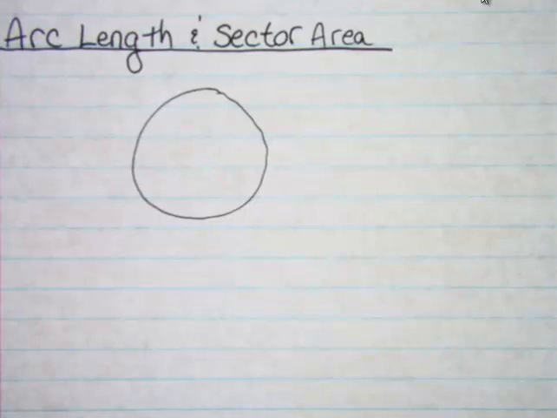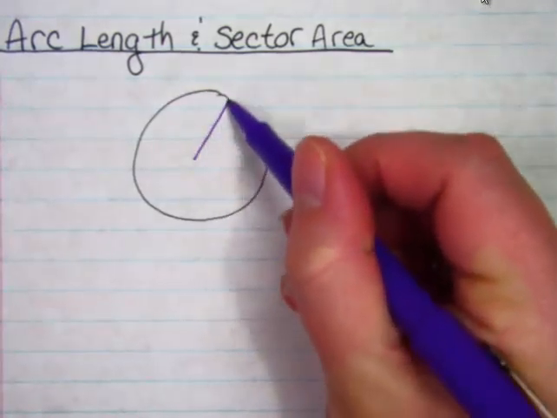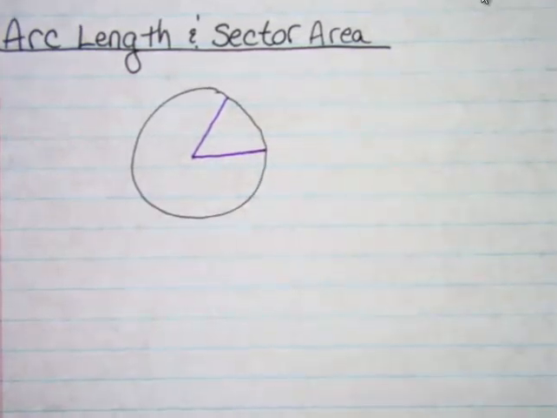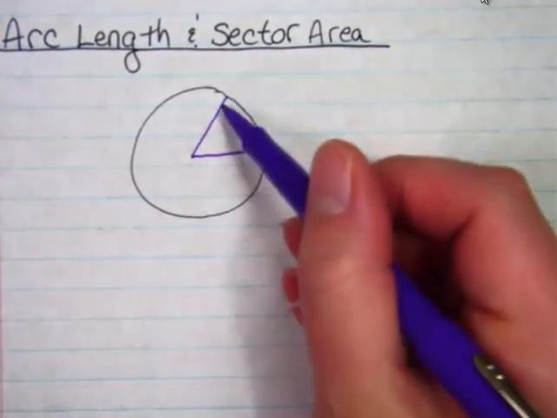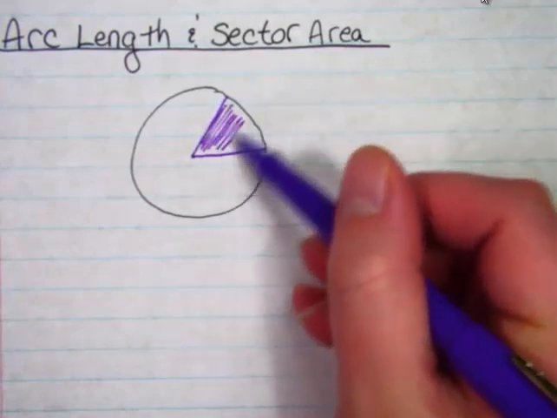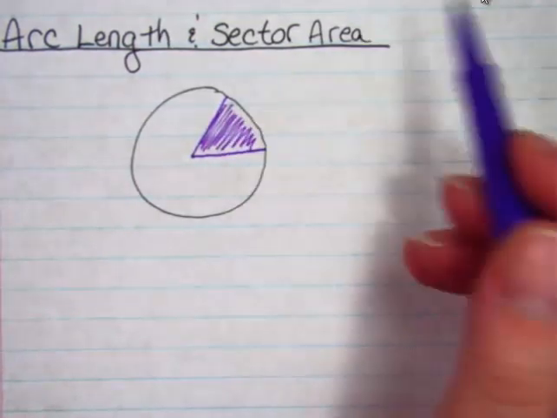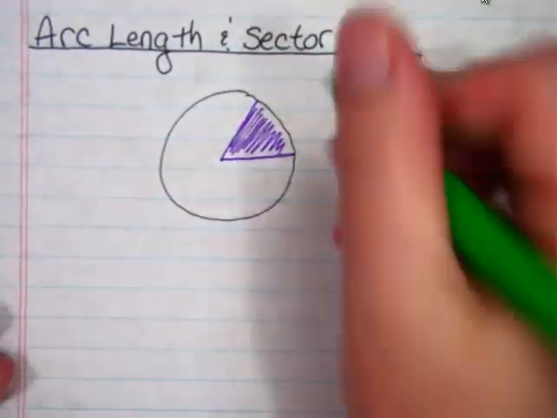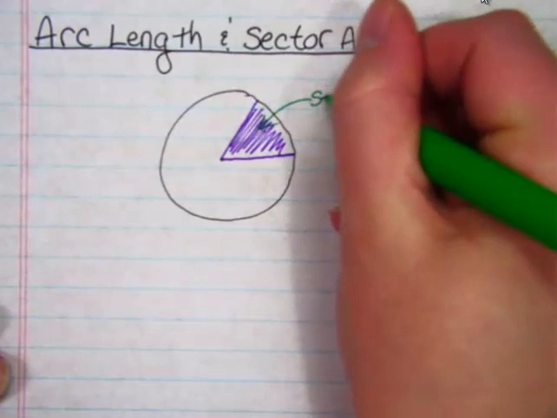In this video, we are going to take a look at arc length and sector area. We're going to take a look at this circle. Within the circle, let's think about it as a piece of pizza. I'm going to cut out a piece of pizza. Within this piece of pizza, we have this inside region, which you can think of as the cheese, pepperoni, etc. That inside part we call the sector area.